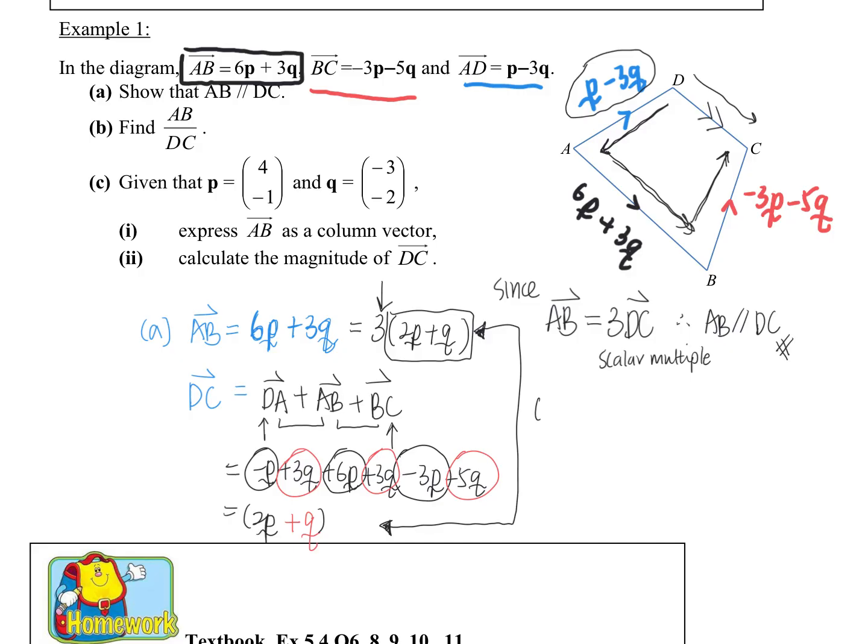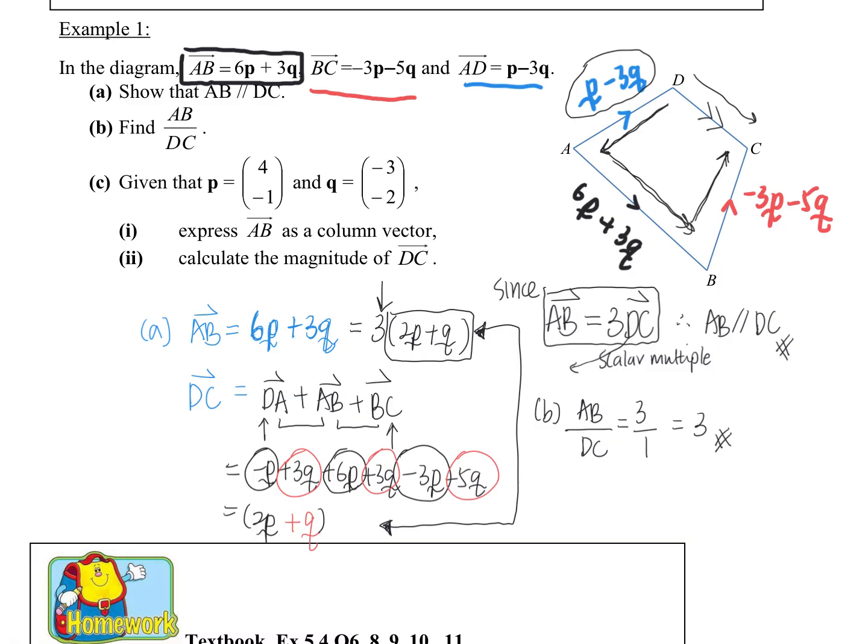Part B wants you to find the ratio between AB and DC. So make a guess. If the vectors are in a ratio of this, what should that be? Just 3 over 1. So actually you can just give me 3 as the answer. Okay, correct, right? You just divide the DC over. Okay, so that's how you find.